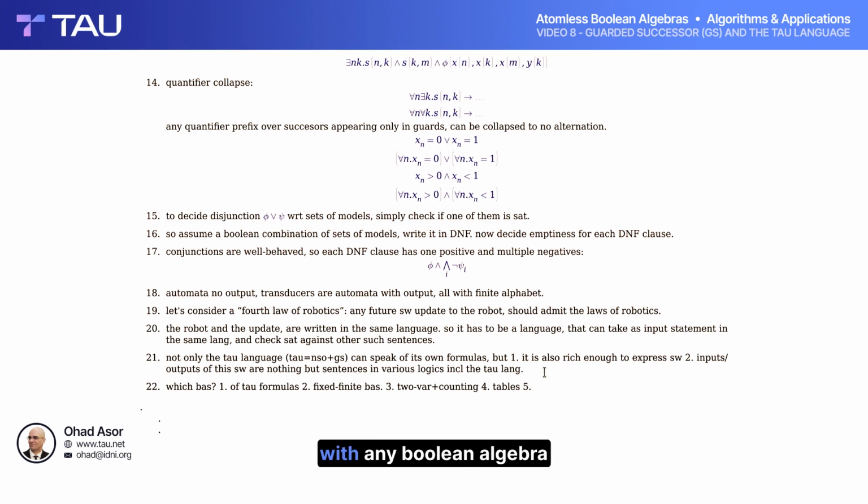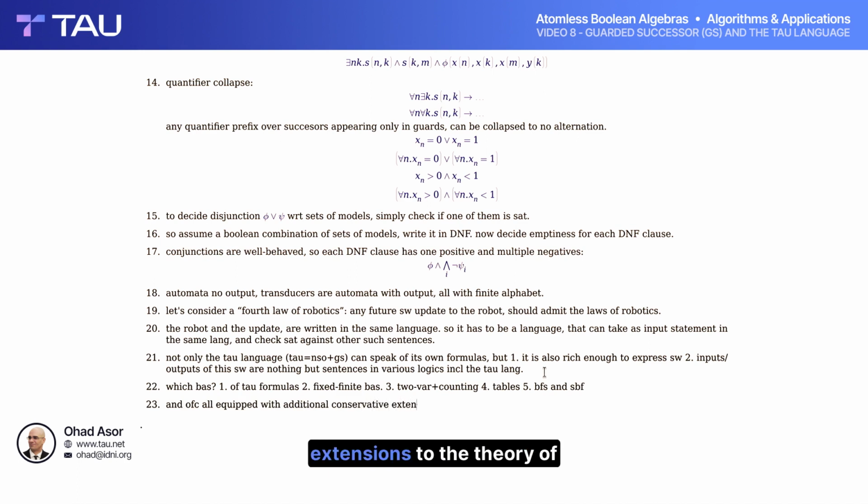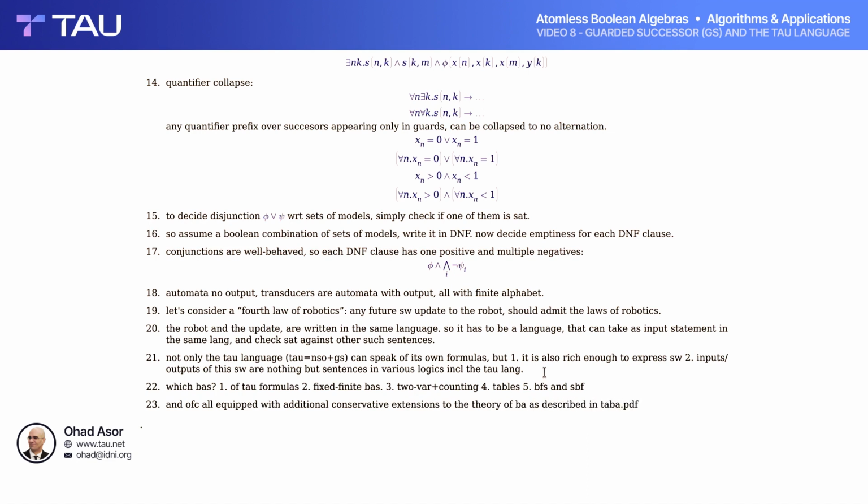And of course, with any Boolean algebra you choose, you get for free infinitely many more Boolean algebras, which are the Boolean algebras of Boolean functions and simple Boolean functions. And of course, all equipped with additional conservative extensions to the theory of Boolean algebra as described in the Taba PDF.